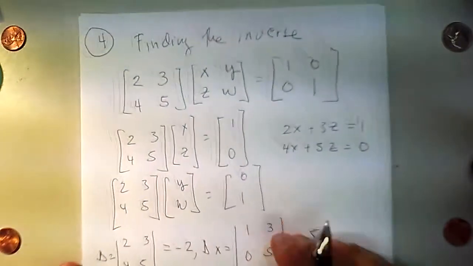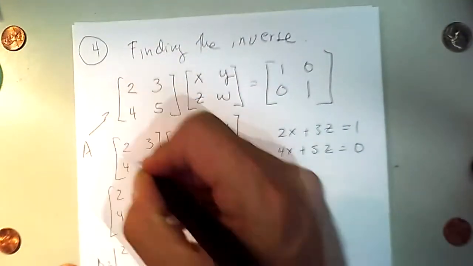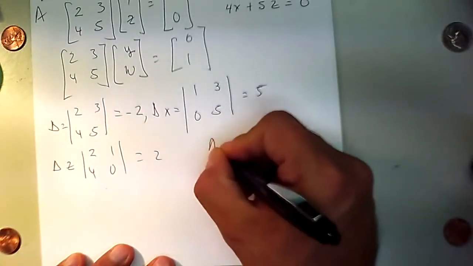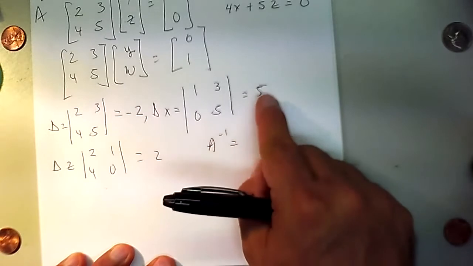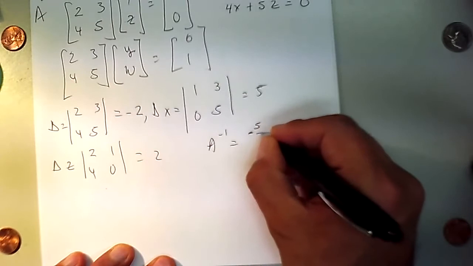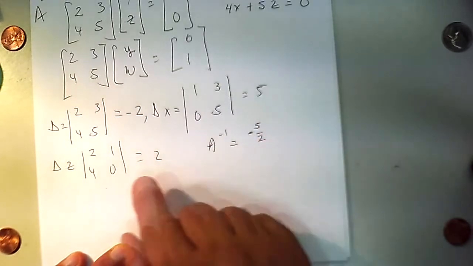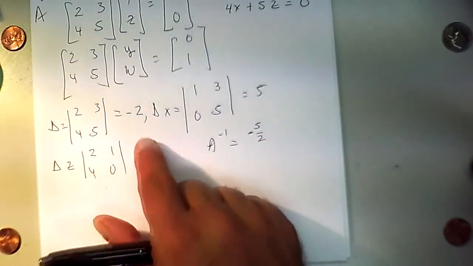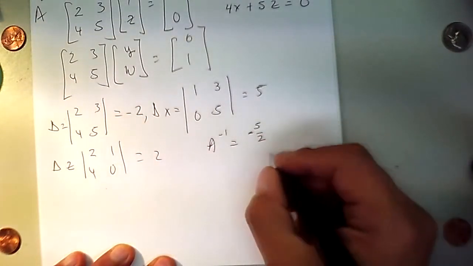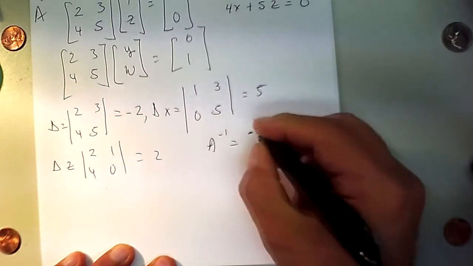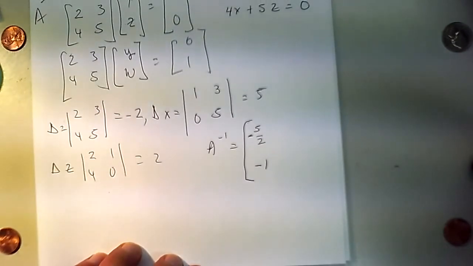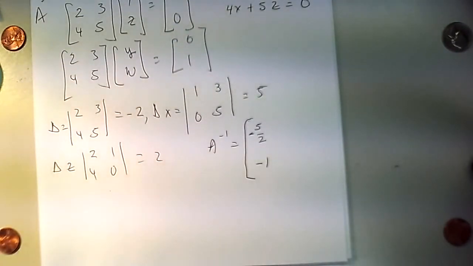Okay, so let's assume this is A. So I'm going to try to squeeze it in here. So A inverse will be 5 over negative 2, which is negative 5 over 2. That is the x value. The z value is 2 over negative 2, negative 1. And I'm going to check that. We're going to check that we actually get the right answer, but let's finish this up.